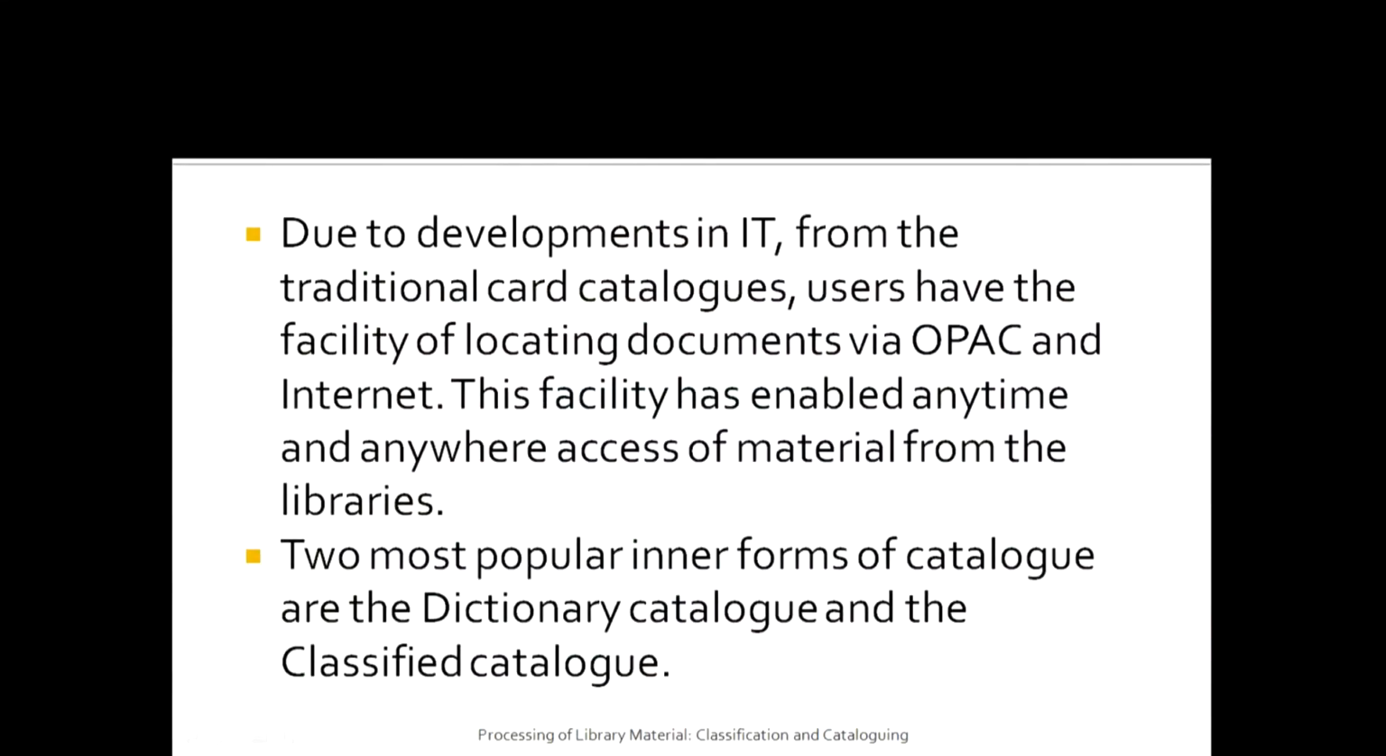Due to developments in IT, from the traditional card catalog, users have facility of locating documents via the OPAC and internet. This facility has enabled us to have anytime and anywhere access of material from the libraries. Two most popular forms of catalog are dictionary catalog and the classified catalog.